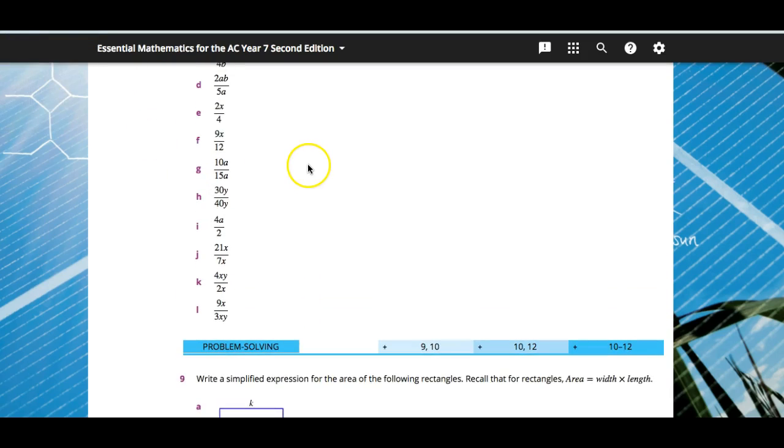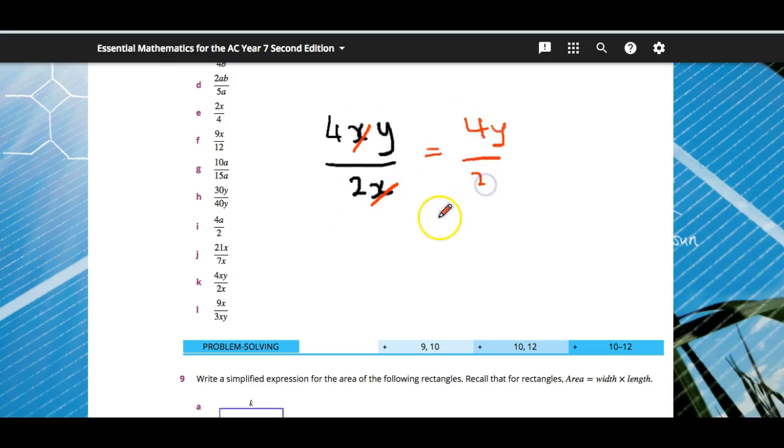Let's go to the next set. Let's see, let's do k. So we've got 4xy over 2x. Okay, let's see, what can you cancel out? We can cancel out the x's. And we're left with 4y on 2. You can keep doing your cancelling out here, or you can rewrite that as 4y on 2 if you like.